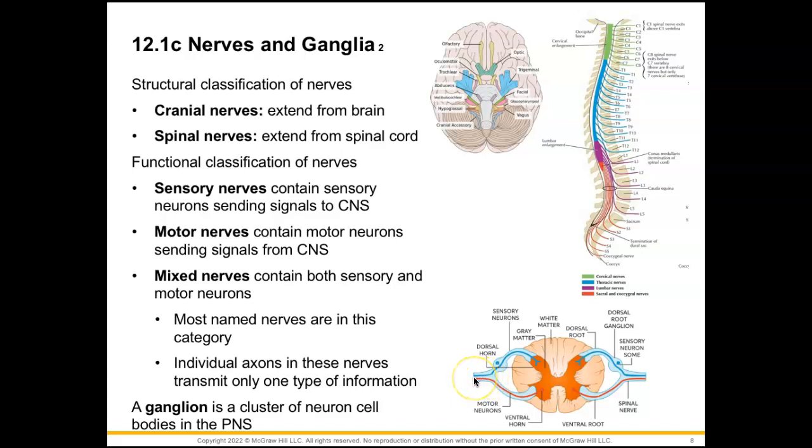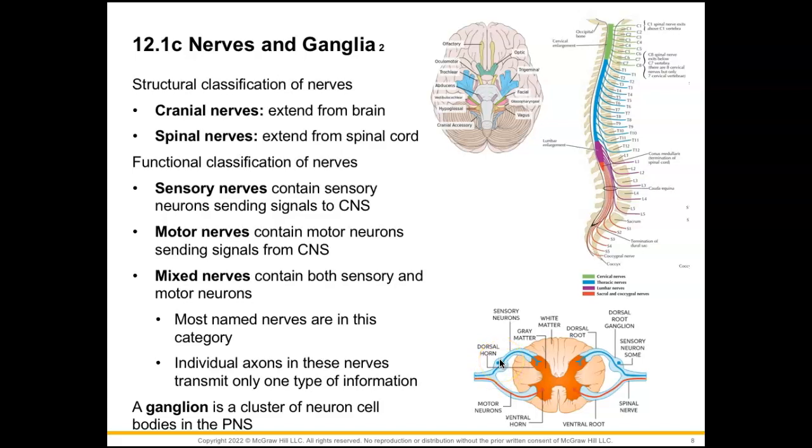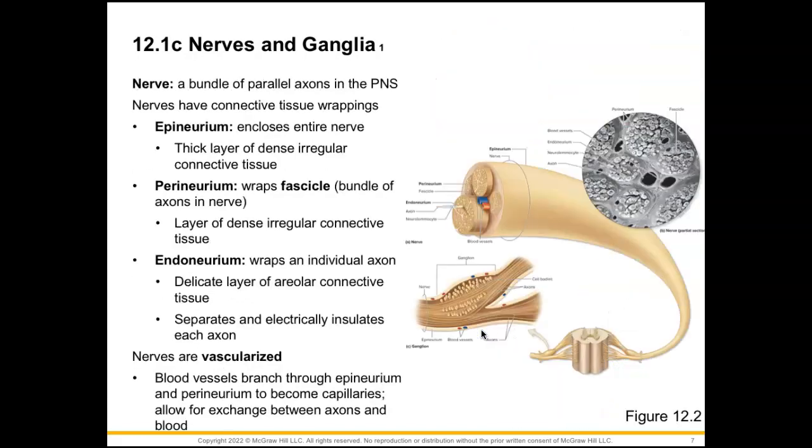And then of course we mentioned the ganglion at the beginning of this lecture section, and this is a cluster of neuron cell bodies within the peripheral nervous system. And you could even see this in our previous figure here, figure 12.2, where the ganglion is present over here, and we could see each of those little cell bodies located in this region.